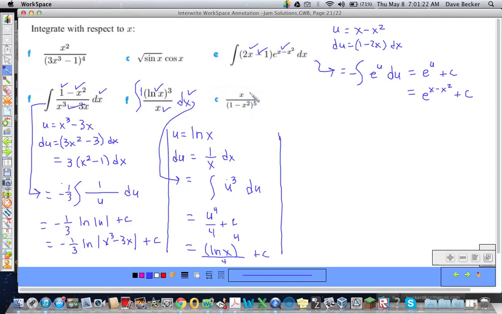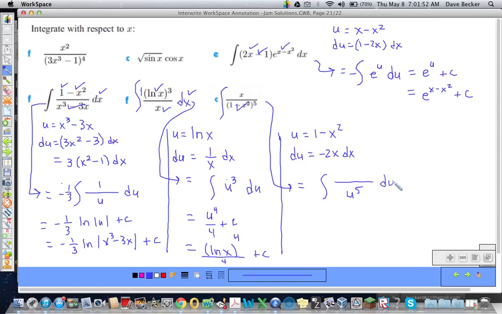If I let u be equal to x, then I get 1, and that doesn't help me here. So my u is going to have to be 1 minus x squared, du equals negative 2x dx. So this equals the integral. I'm going to take care of my u first, so that's going to be u to the 5th power. Ka-ching, this guy's taken care of.